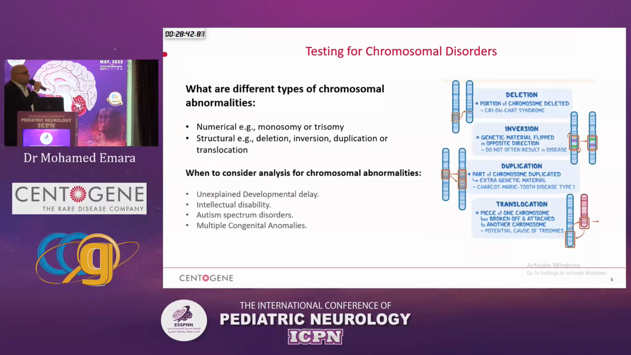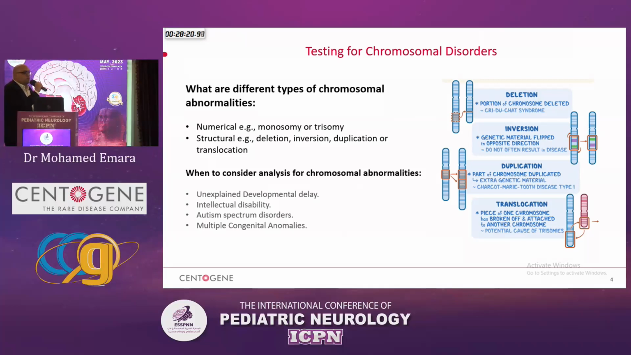The structural disorders go, as we can see in the picture, to a specific deletion in the chromosome, or an inversion in a part of the chromosome, or a deletion or duplication of the chromosome, or a translocation where a part of a chromosome is translocated into another part of the same chromosome or another chromosome.